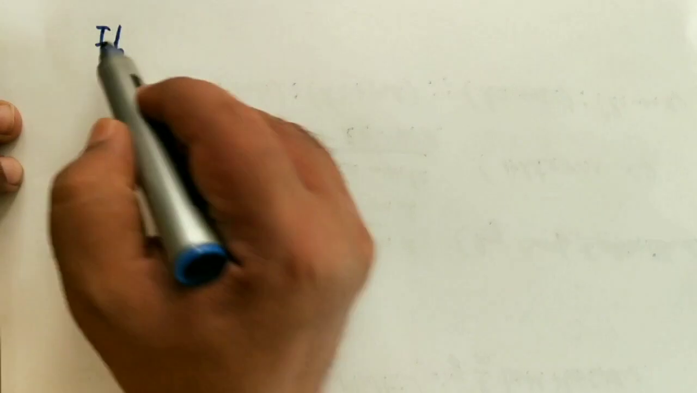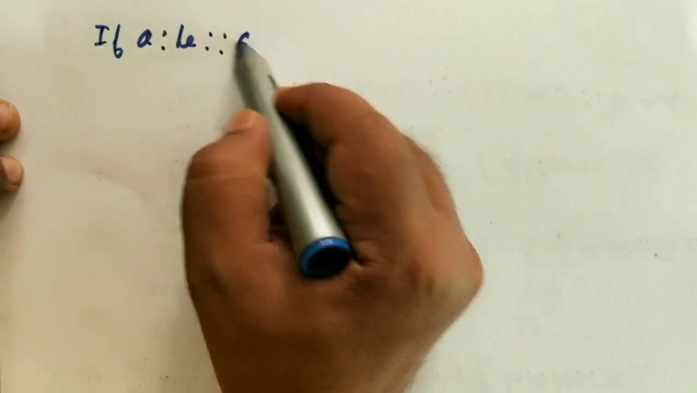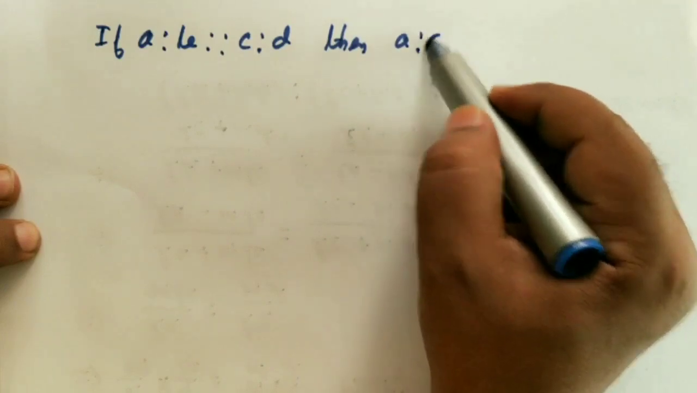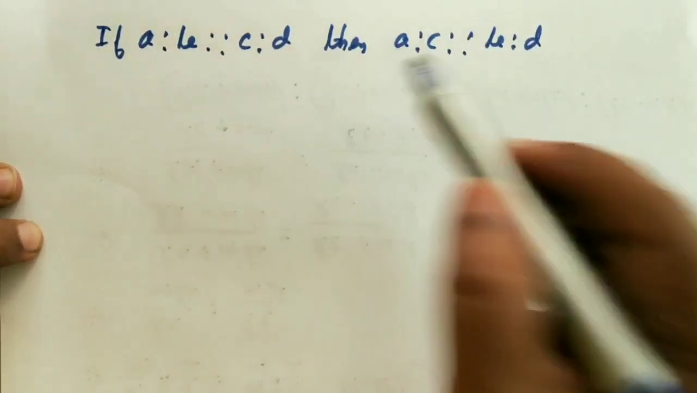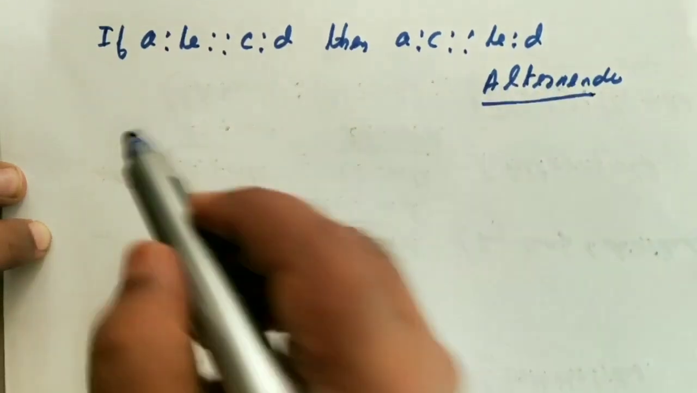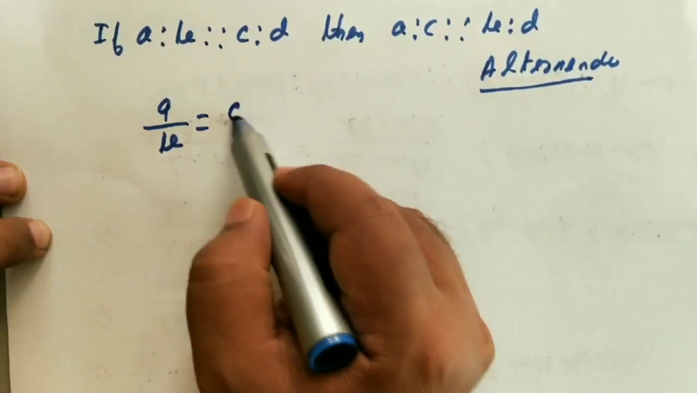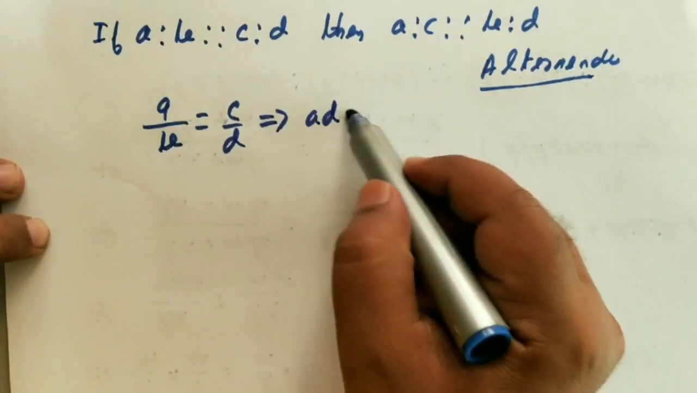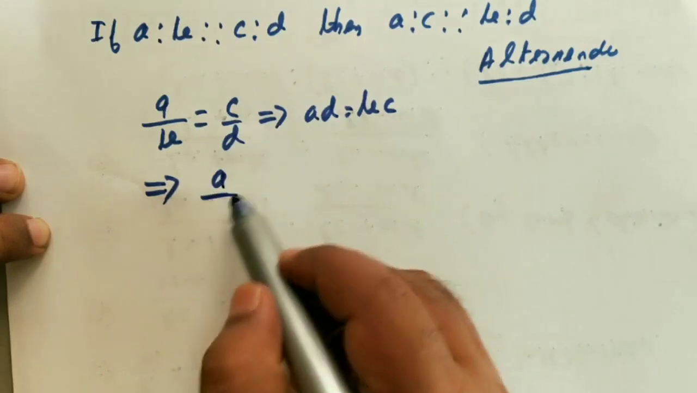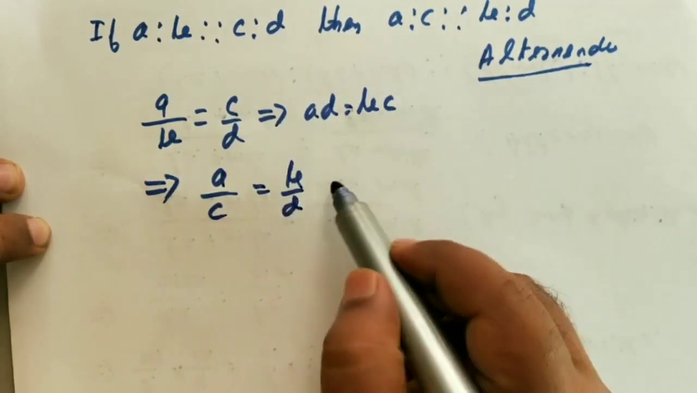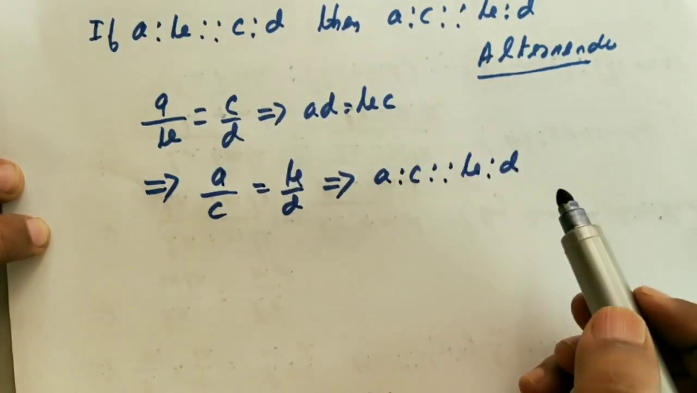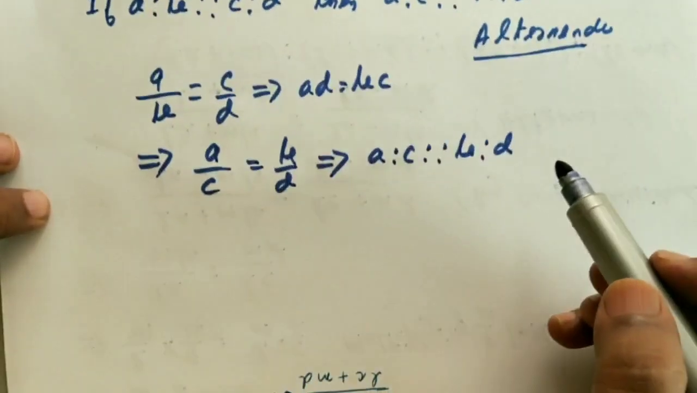So if A is to B is C is to D, then A is to C, B is to D. This is called alternando. It means if A by B is equal to C by D, it can be written as AD is equal to BC. And then further, I can write A by C is equal to B by D. This is A is to C, B is to D. This is alternando. So in some cases, we have to use alternando also.